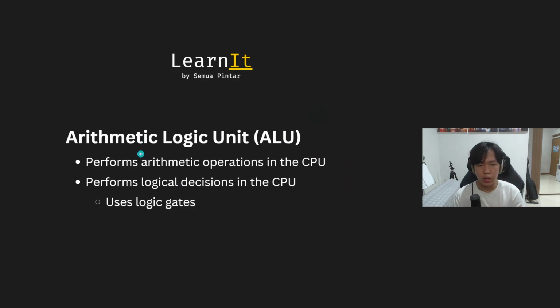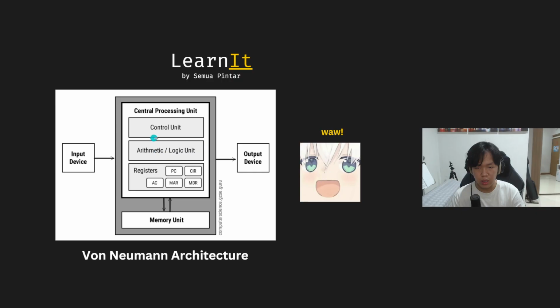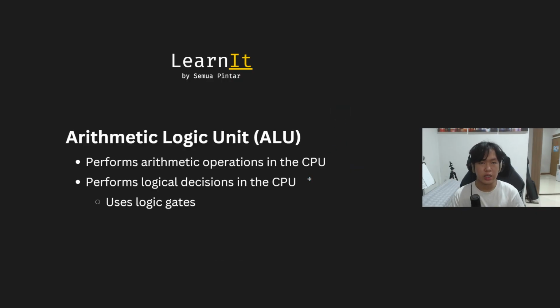So essentially, the ALU here, the arithmetic logic unit, performs arithmetic operations in the CPU. And it also performs logical decisions in the CPU using logic gates, such as AND, OR, NOT, NAND, NOR, XOR, and so on. It is all used in the ALU to process these instructions, because you need to remember that these instructions are in the form of binary, zeros and ones. So with this in mind, they can process this information using logic gates, which take in 2 inputs, or even 1 for NOT, to produce an output.